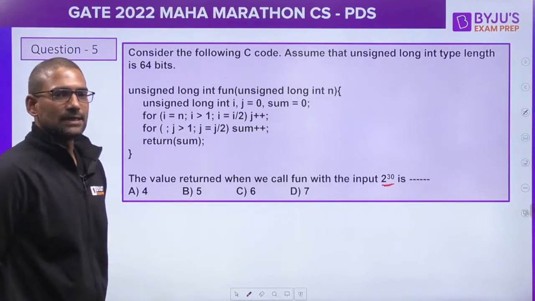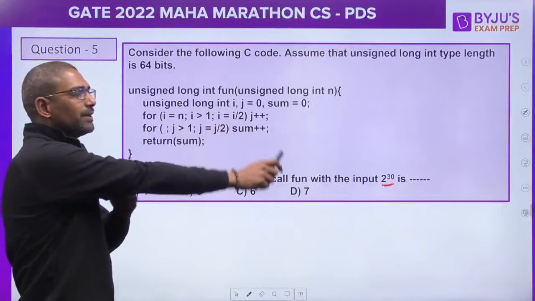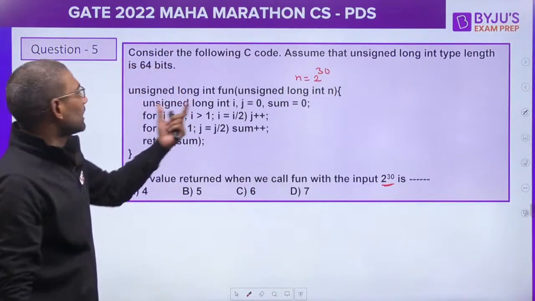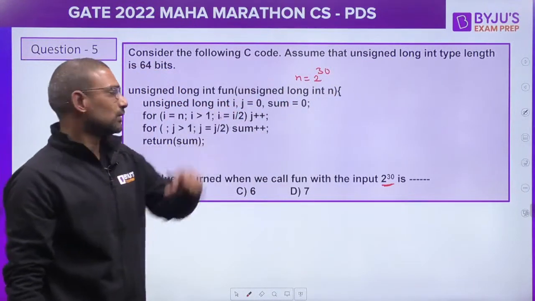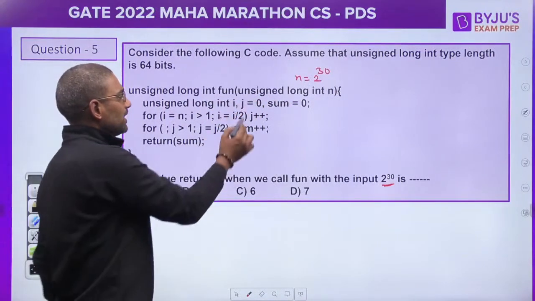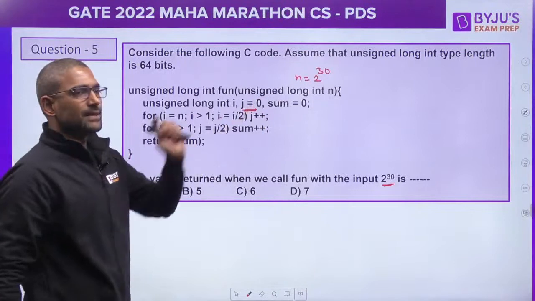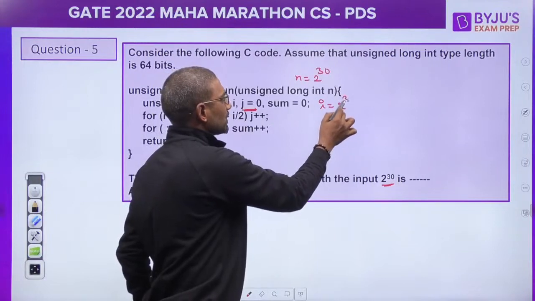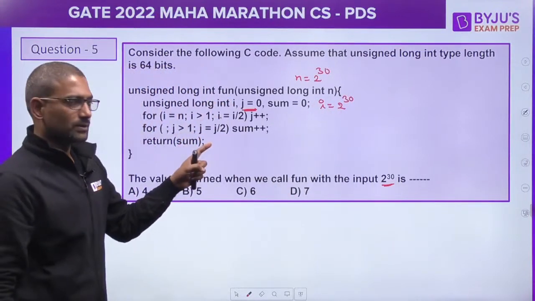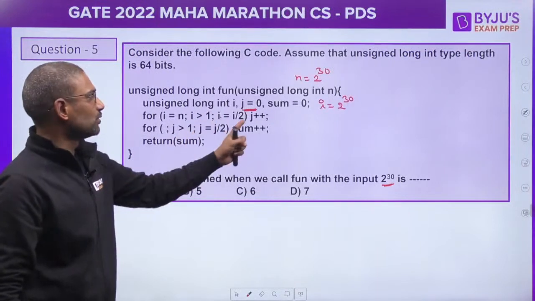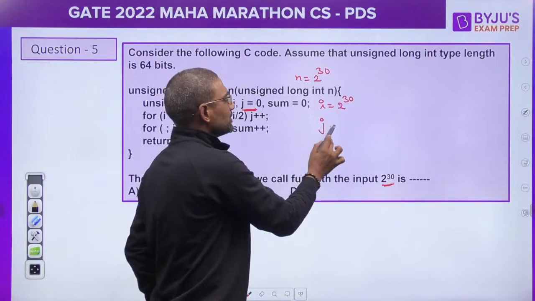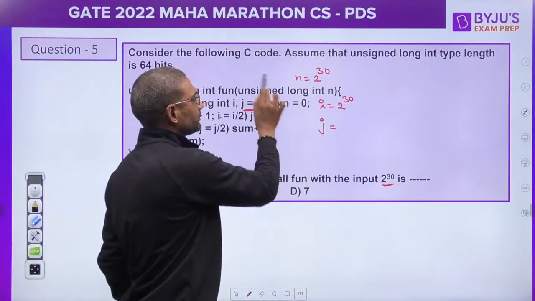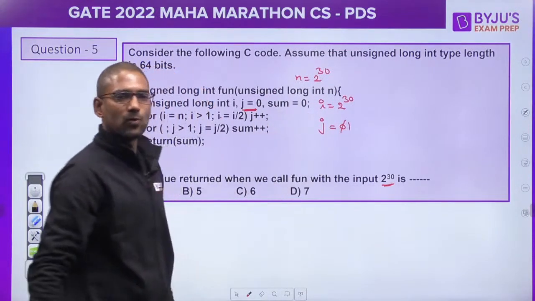Okay, good. So let's see what is the answer. Here n value is 2 raised to 30. We have i, j, sum equal to 0. Initially what is j? 0. Sum is equal to 0. Now for i is equal to n, so i starts with 2 raised to 30. i greater than 1, yes, i equals i divided by 2 after incrementing j. So as 2 raised to 30 is greater than 1, j will be 0 plus 1. Initially it was 0, now it would be 1.